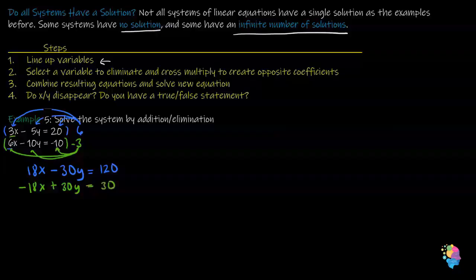Okay, so we have selected a variable to eliminate and we cross multiplied to create opposite coefficients. Now we need to combine the resulting equations.